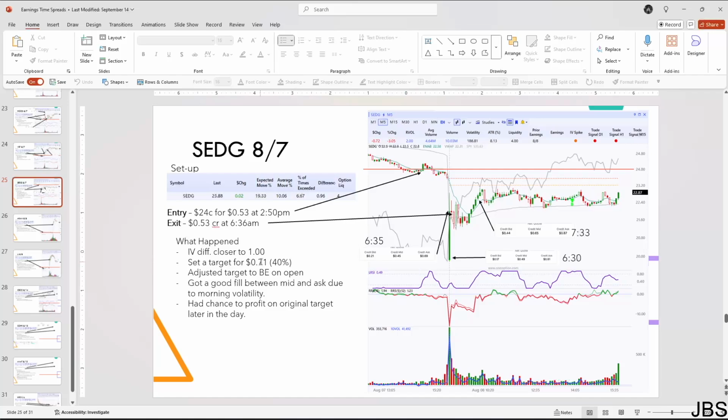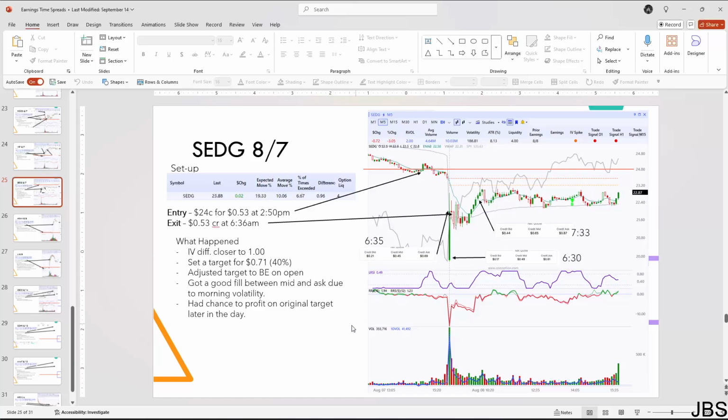And I did set a target for 71%. And I switched it to break even on the open, and I got a good fill due to some morning volatility, but I actually had a chance to profit on the stock had I held it a little bit later. So here's the action here. So here's the credit mid earlier on the move. And then I managed to get a nice fill over here. You can see that mid was actually lower, but I got my fill at a 53-cent credit. And then that credit mid actually ended up rising closer to 65% over here, and actually did hit closer to 70 cents at that point.